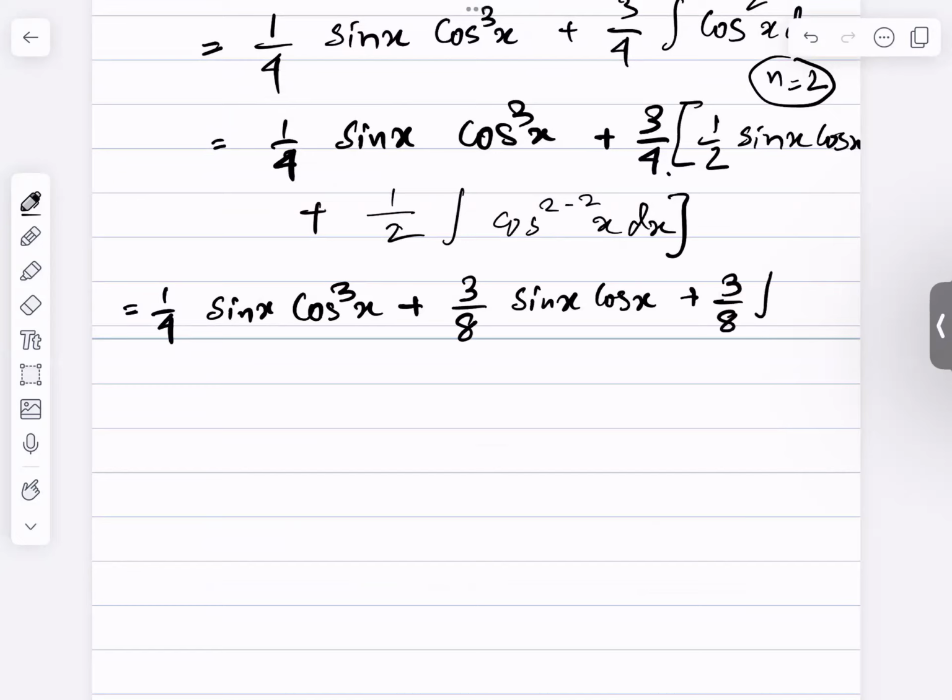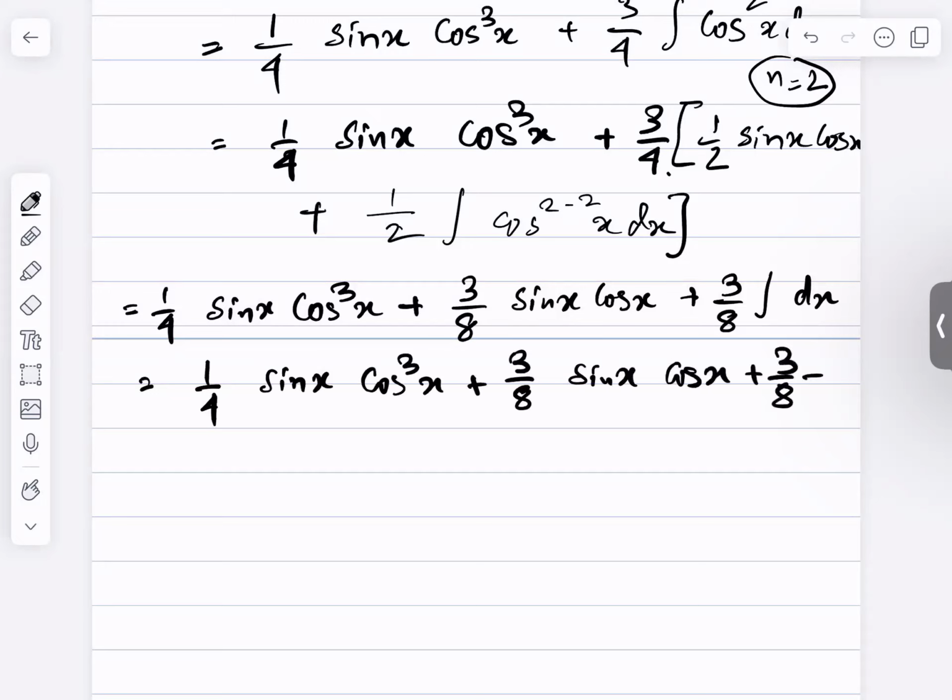Cosine 2 minus 2 is cosine to the 0, and anything to the power 0 is just 1. So therefore, I'll have dx here. So this is 1 over 4 sine x cosine to the third x plus 3 over 8 sine x cosine x plus 3 over 8 x plus c. So this will be your final answer. Basically, you had to use the reduction formula 2 times.